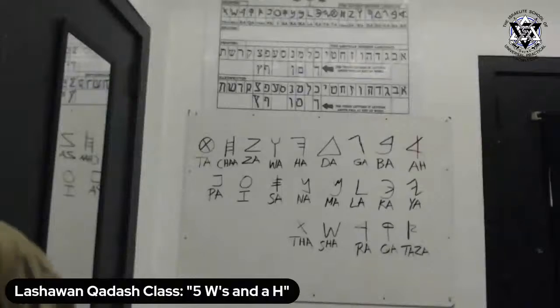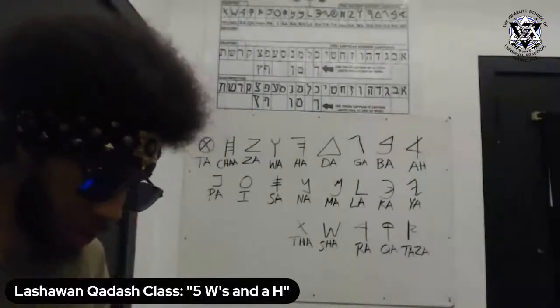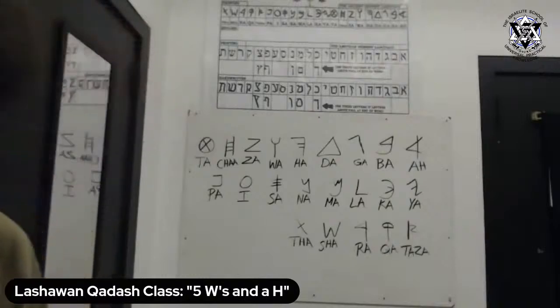All right, so I want to get into what is called the 5 W's and the H. The 5 W's and the H is pretty much something that you learn in school, which is the who, the what, the where, the why. You know what I mean? But this is a Hebrew version. All right.